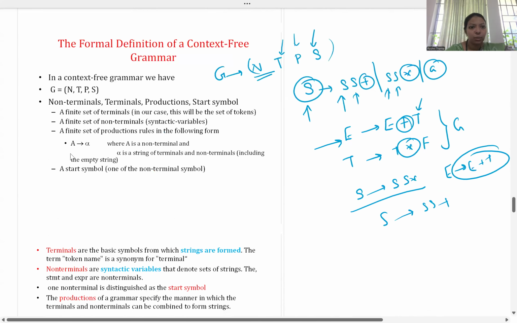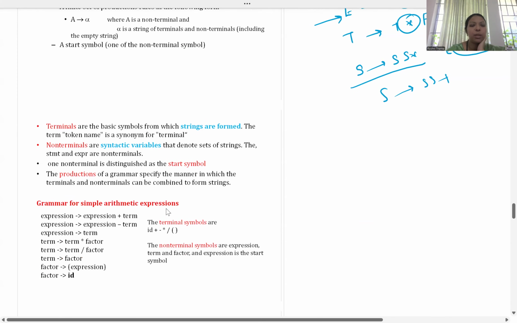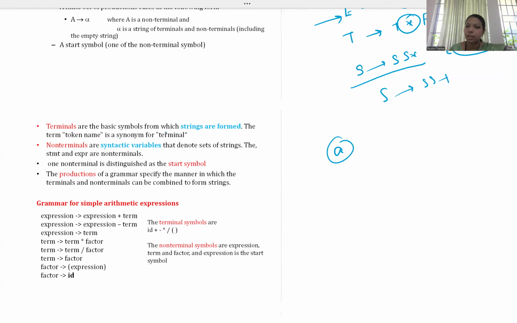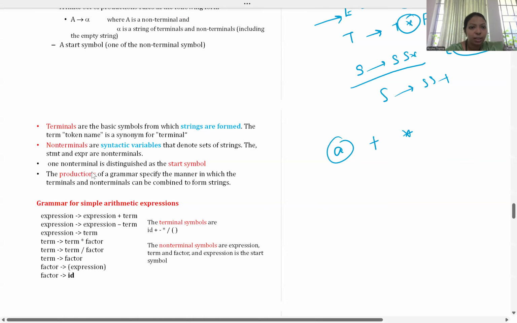Now let us discuss what a terminal means, what a non-terminal is, and how it looks. Terminals are basic symbols. As I said in the previous productions, A is a terminal. This A cannot be further replaced with anything else because this is the leaf. Plus, then a star. Usually terminals are represented in the form of small letters.